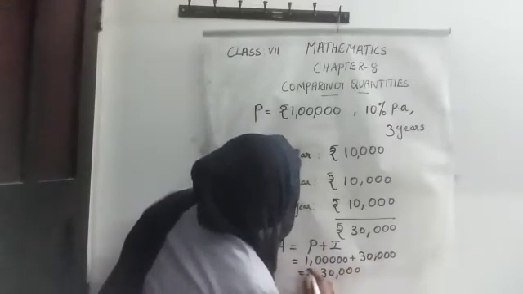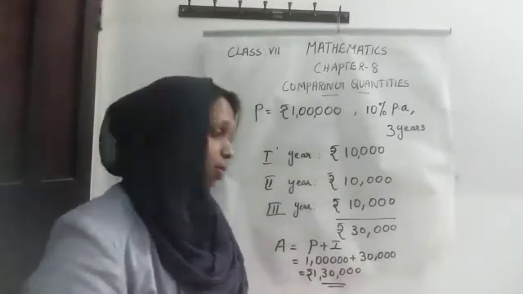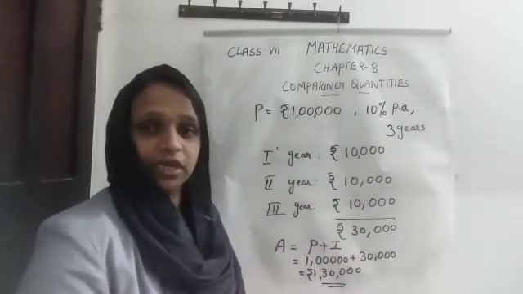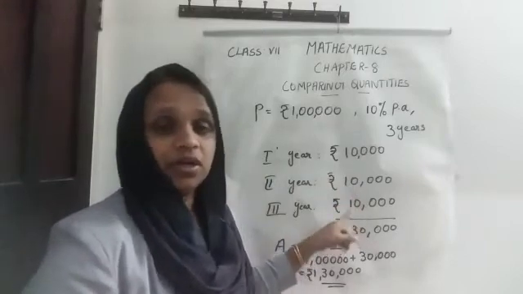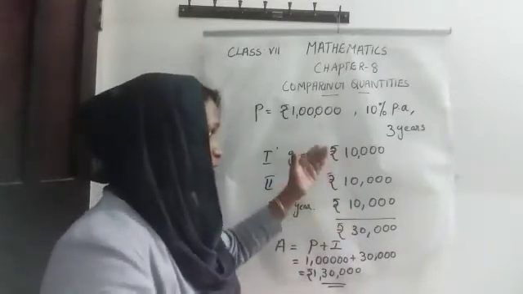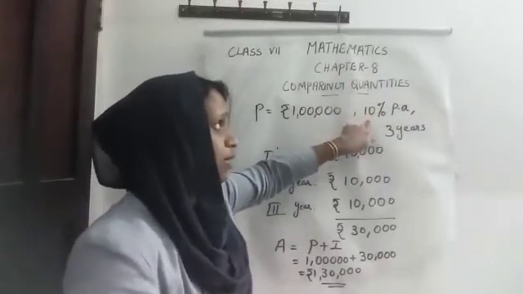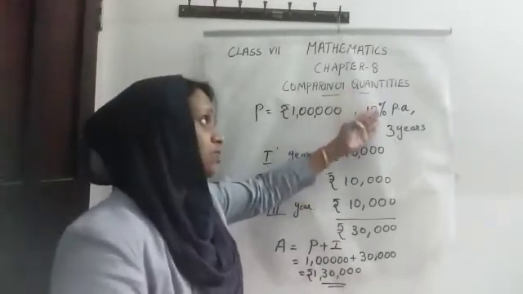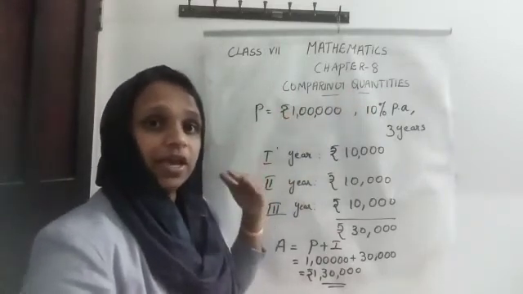Okay, rupees 1,30,000 total I have to pay to the bank at the end of the 3 years. So this way the bank is calculating the interest, that means for first year, second year, third year. But this 10%, whatever it be, if it is 5%, then we want to calculate the 5% of this 1 lakh. If it is 6%, then we want to calculate the 6 percentage of 1 lakh, like that.